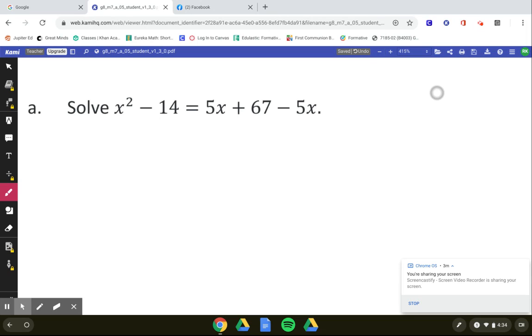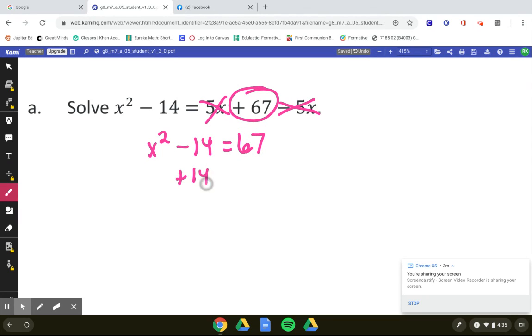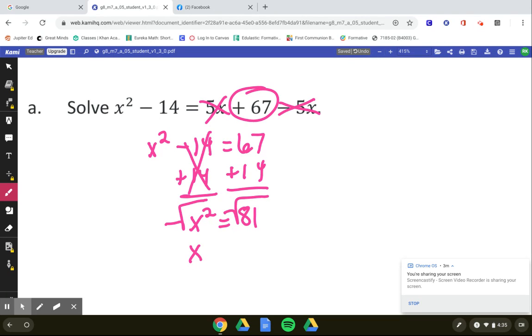So here we have our equation, x squared minus 14 equals 5x plus 67 minus 5x. First thing we can notice is looking here on the right side of our equation, we have a positive 5x and a negative 5x, meaning those cancel each other out. So if we want to simplify our equation, we're at x squared minus 14 equals, and all that's left is 67. I'm going to add 14 to both sides. Those cancel, so we have x squared equals 67 plus 14, which gives me 81. And the square root of 81 is 9.